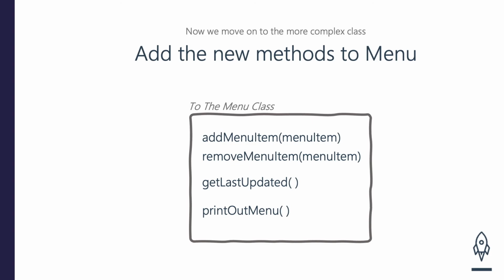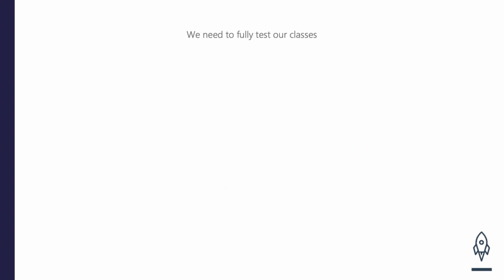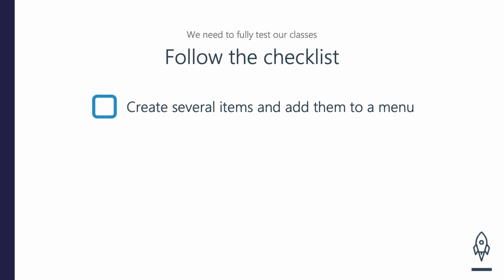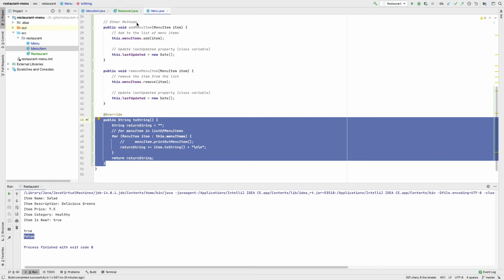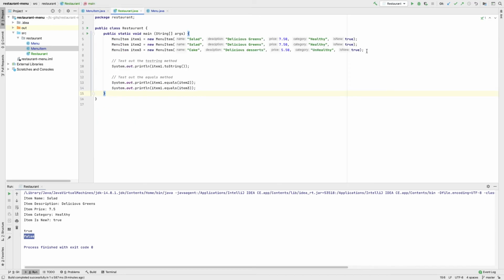So now we've completed each of these methods. So now we need to fully test out both of these classes we just made. So let's follow that checklist that they provided with us. We need to create several items and add them to the menu. Let's do that. We'll go to Restaurant, and we've already created several items here. Let's go ahead and add these now to a new menu.